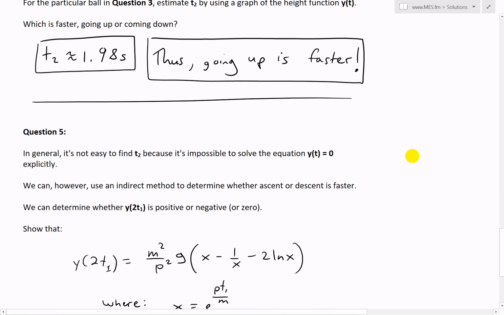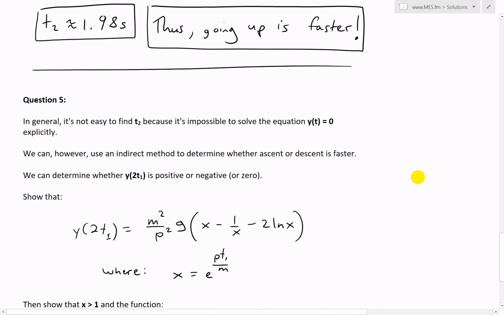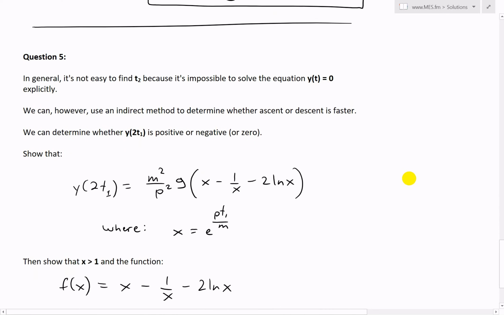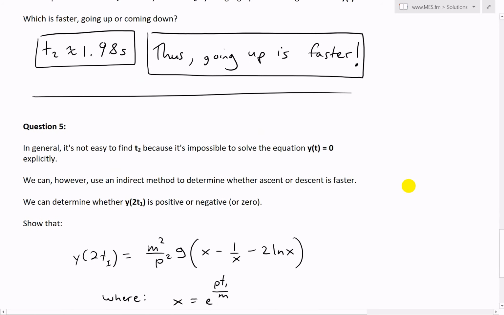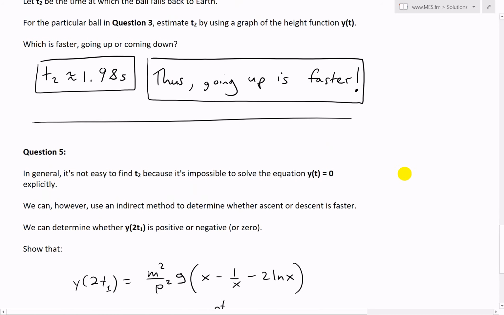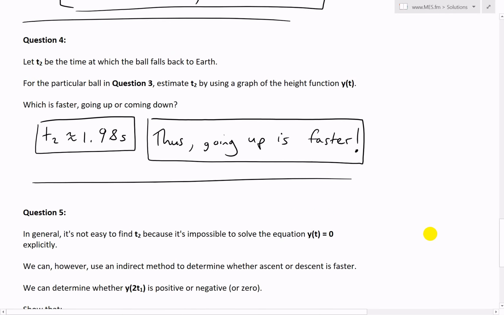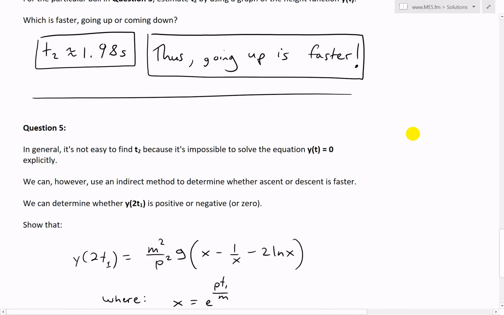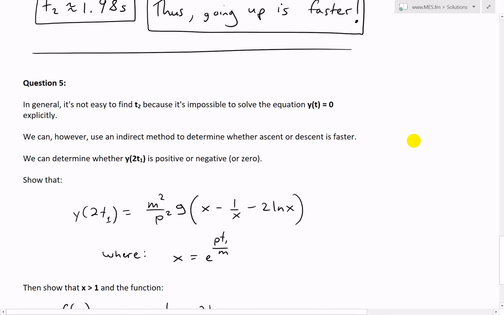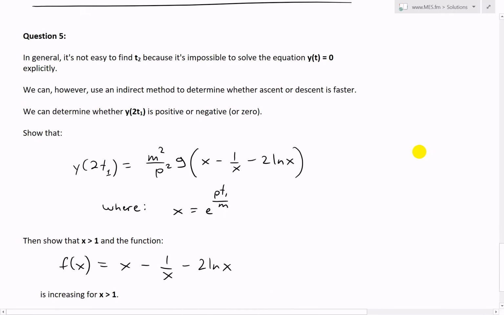Now what we're going to look at in question 5 is the general case, to see if going up is faster or slower, and not just a specific case of a ball that weighs 1 kilogram, with a given initial velocity, etc. Now we're just looking at a general case.